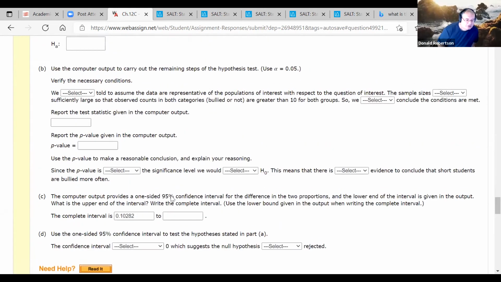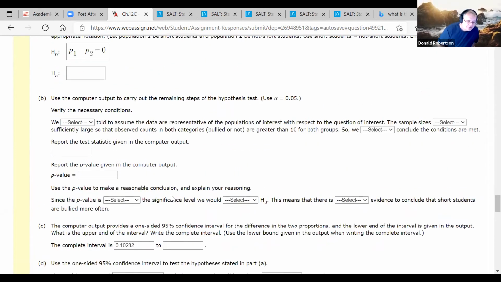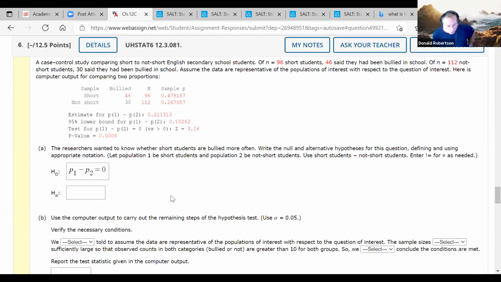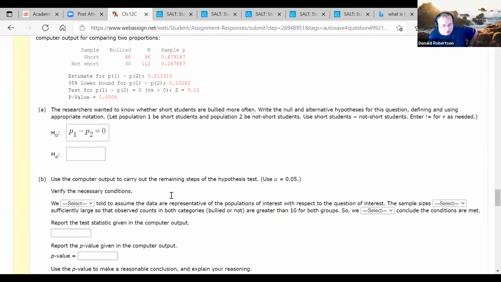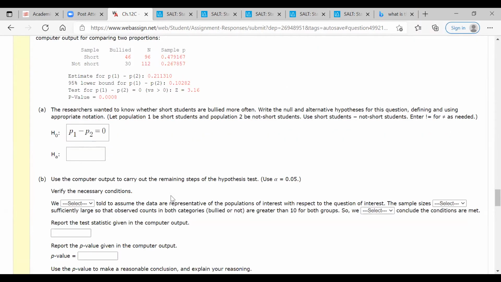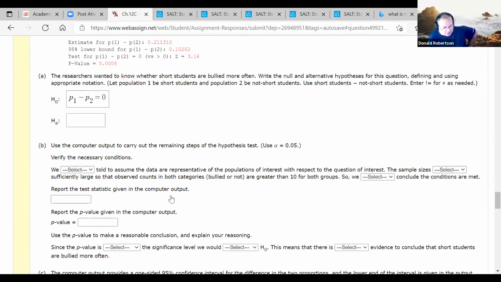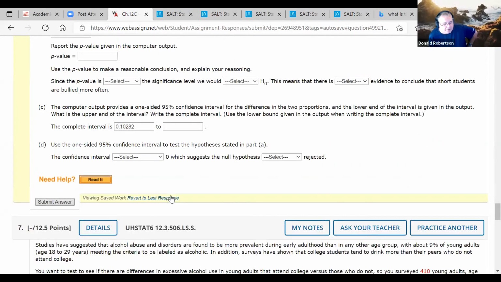It uses a word that's easy to miss. It's called a one-sided. Do you see the word one-sided? You have to go a bit lower. Keep going. I think you're on it. No, keep going. There we are. Now, do you see it says a one-sided 95% confidence interval?